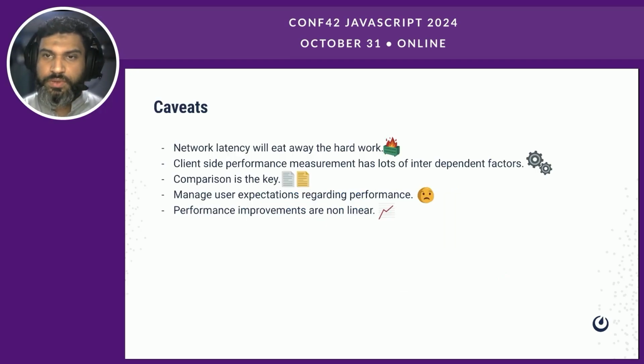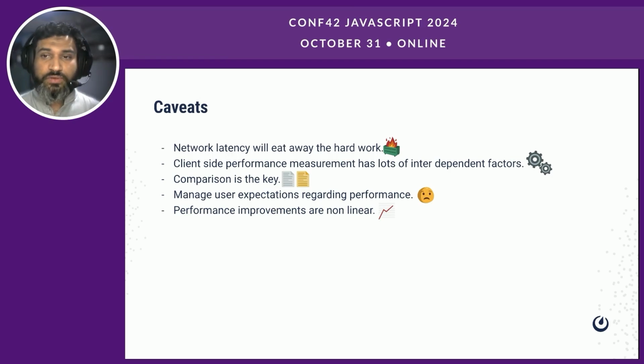Now, we have seen a few examples of work which was done on Mattermost, the client side. Obviously, there are a few caveats with this. No matter how much performance improvement you do, network latency will eat away all your hard work because that's just a hard reality. Even if you have 30 milliseconds of improvement, if you have a large server latency, all of that performance goes to waste. And as I mentioned earlier, client-side performance has a lot of dependent factors: what kind of hardware they have, what kind of browser they have, what other applications they have running alongside the Mattermost application.